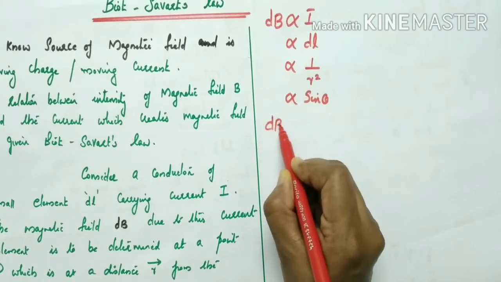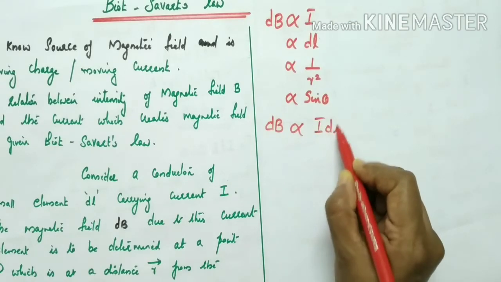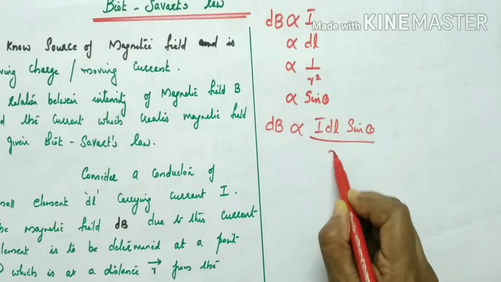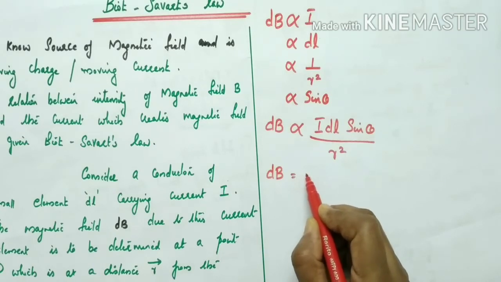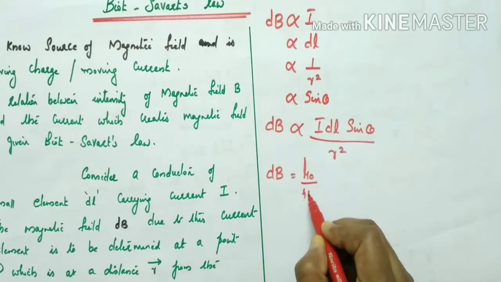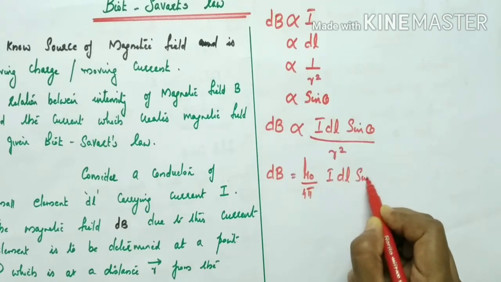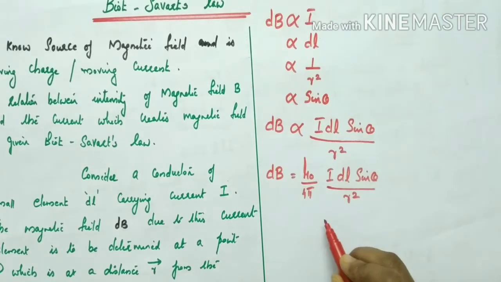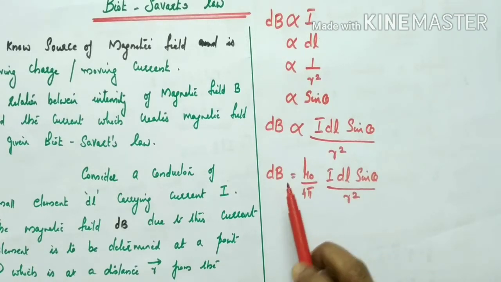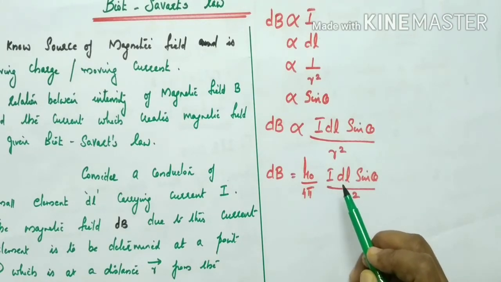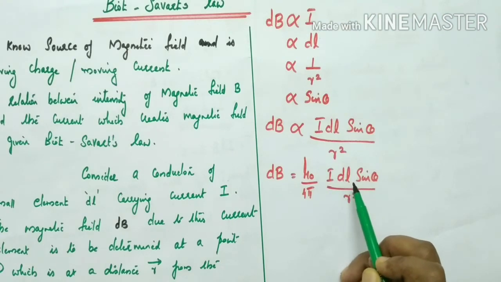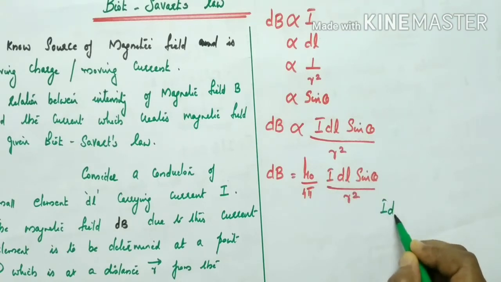Hence, by combining these, we can write dB proportional to I dl sin theta divided by r square. How will you change the proportionality sign? By a constant, isn't it? Here the constant is mu 0 by 4 pi. So the magnetic field due to the small current element is given by dB equals mu 0 by 4 pi I dl sin theta divided by r square, where I is the current, dl is a small length of the conductor, and I dl is called the current element.